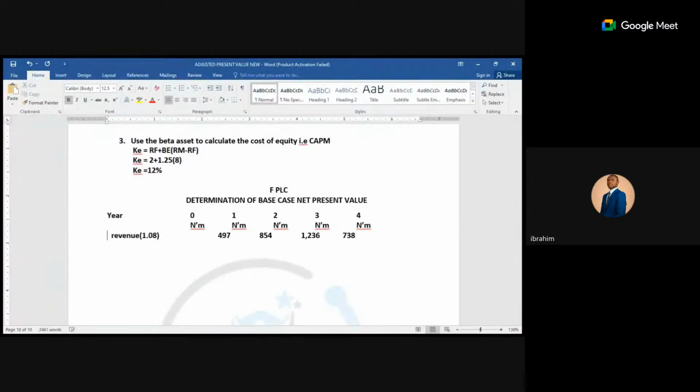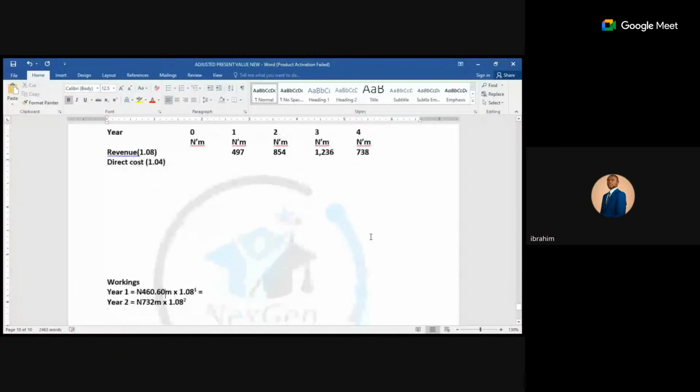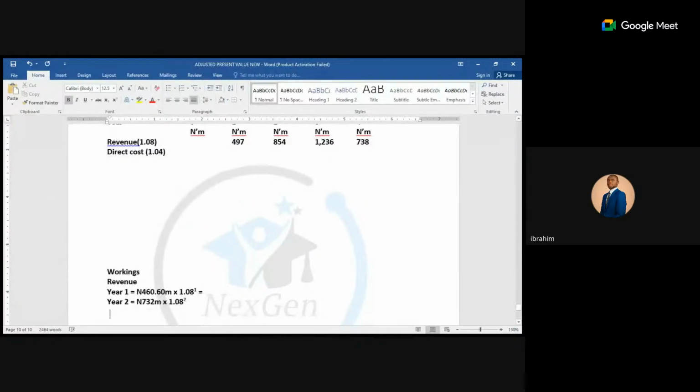So we have the direct costs. The direct costs to be inflated by how many percent, class? Direct costs. 4%. 1.04. So this is for revenue, then direct costs.